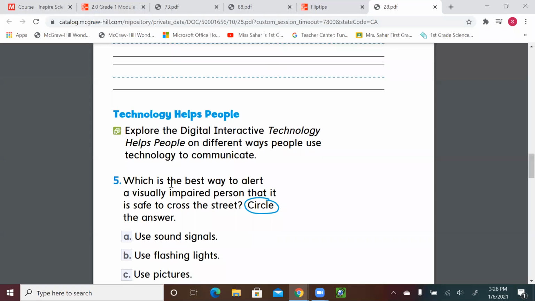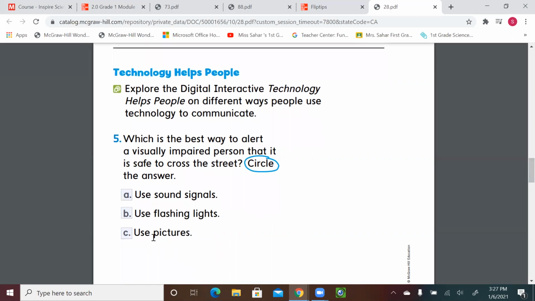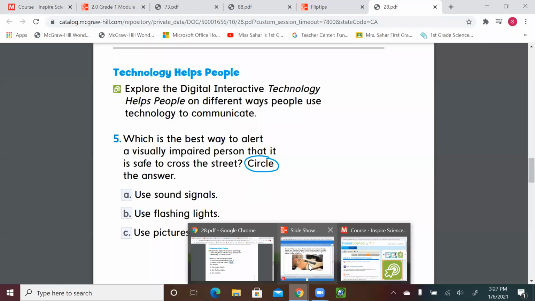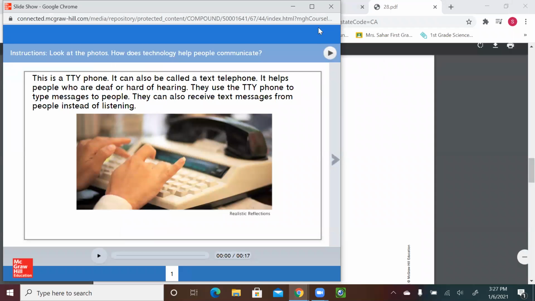So which is the best way to alert a visually impaired person that it's safe to cross the street? Circle the answer. Use sound signal, use flashing light, use pictures. Remember, a visually impaired person means a person who cannot see. So let's see our slideshow.